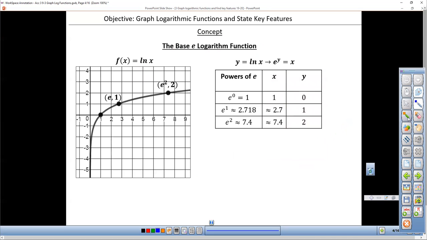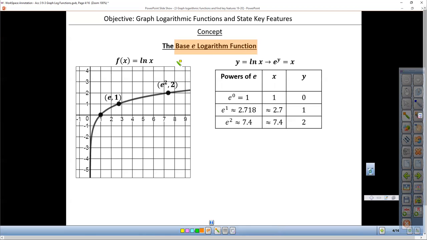Then we have our base e logarithm, which is our natural logarithm. This is our parent function, ln of x. And so the powers of e we'll use are the same powers of e that we used for our base e exponential functions. Also, notice the vertical asymptote for the parent function is the y-axis. That is consistent with all of the parents.